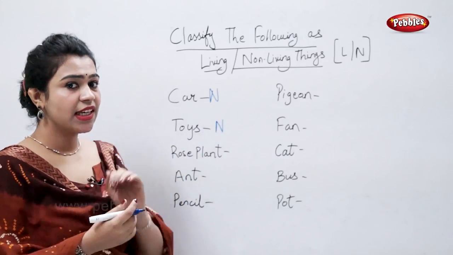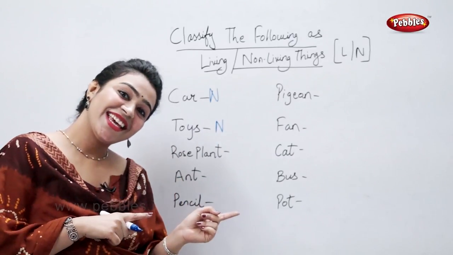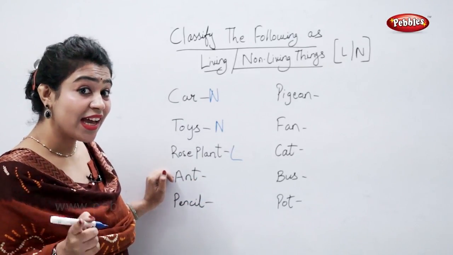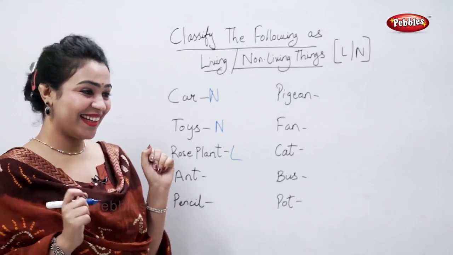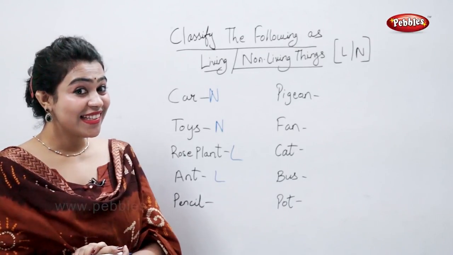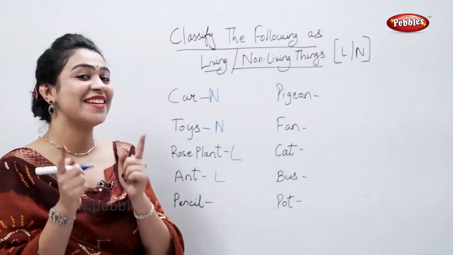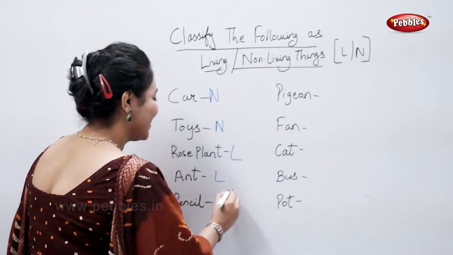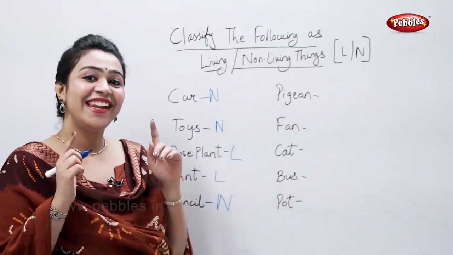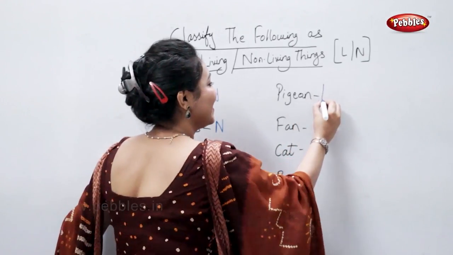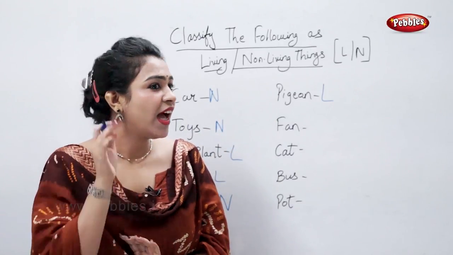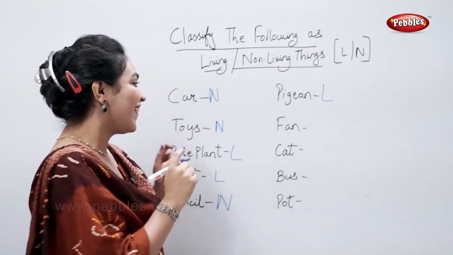Rose plant is a living thing. Ant is a living thing. Pencil is non-living thing. Perfect. Pigeon. Pigeon is a living thing. Fan. Fan is a non-living thing. Correct.